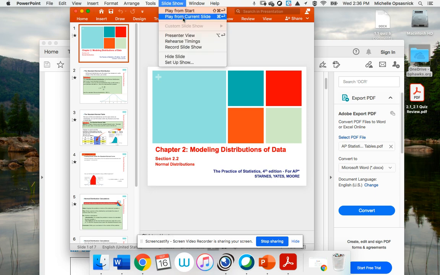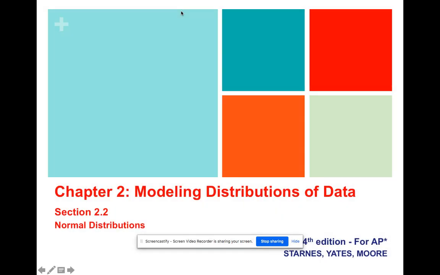We are going to continue with section 2.2 today. And this section of 2.2 is pretty detailed. So we're going to look at how to find percentages if we're not exactly 1, 2, or 3 standard deviations away from the mean. And there are a couple of ways you can do that. So we'll see all of those today.